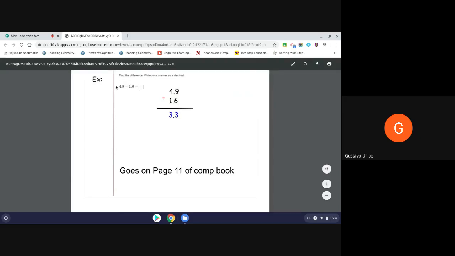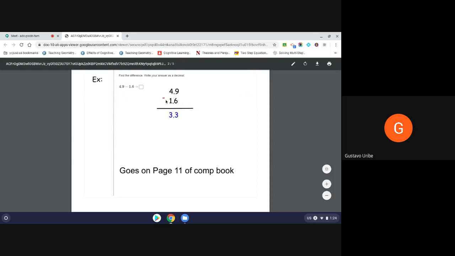So here's an example. Find the difference. Write your answer as a decimal. 4.9 minus 1.6. Well, it's just a common subtracting problem, right? Like if we were to deal with money, this is $4.90. We just don't have the zero. And then you spend $1.60. How much money do you have left?